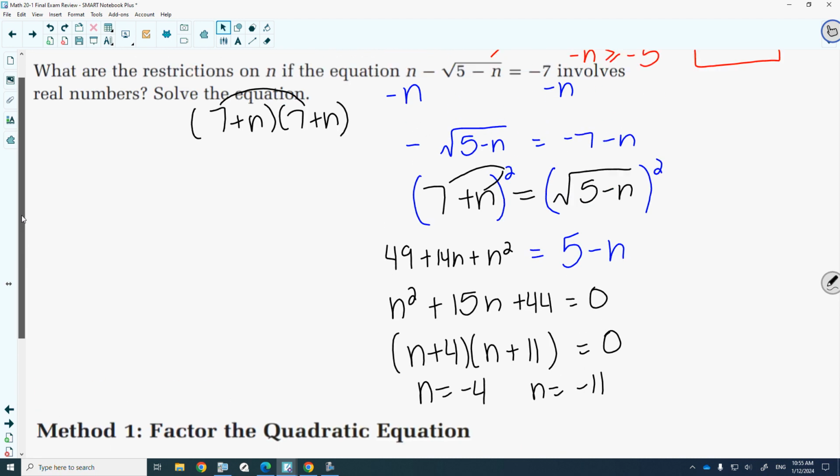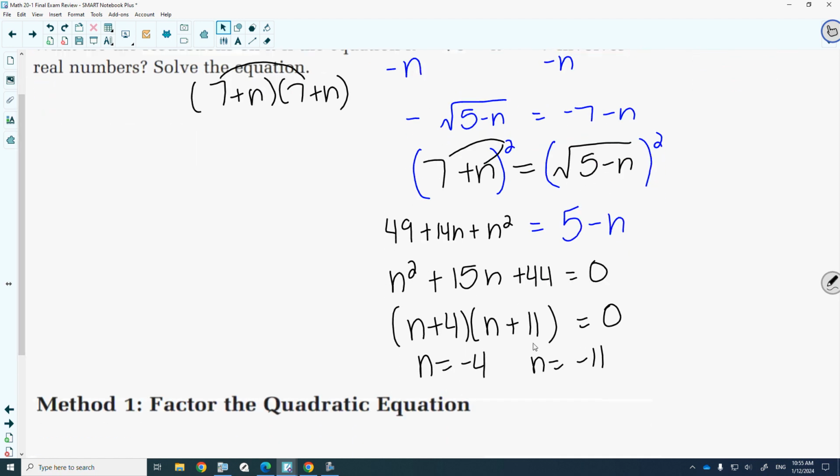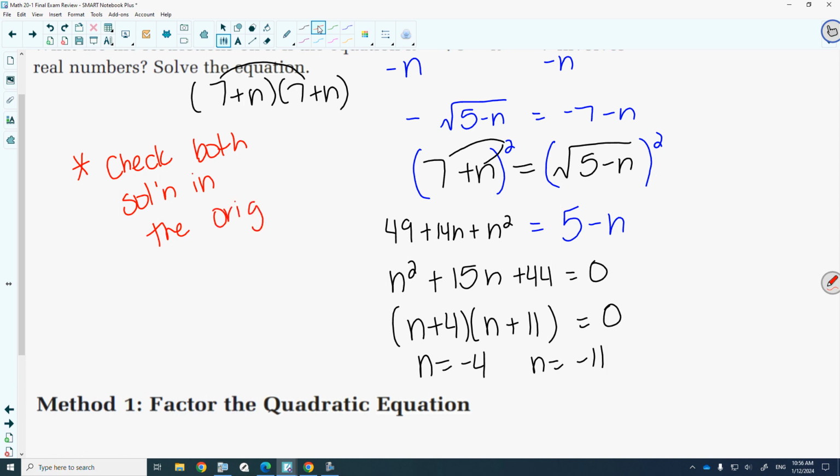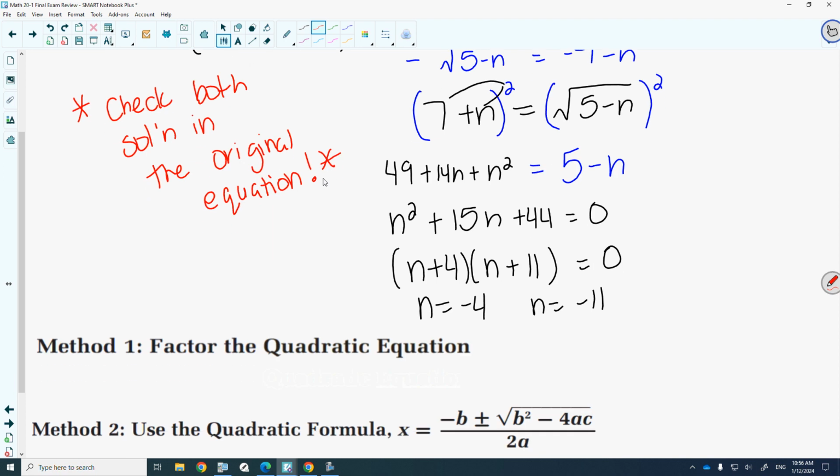So what you would have to do is check both of these and just write down, like star this somewhere: check both solutions in the original equation. Always the original. So you basically would have two verifies that you would be doing. If you do that, what you would see is this solution would verify. So that is a solution. This one would not verify. This would be extraneous.